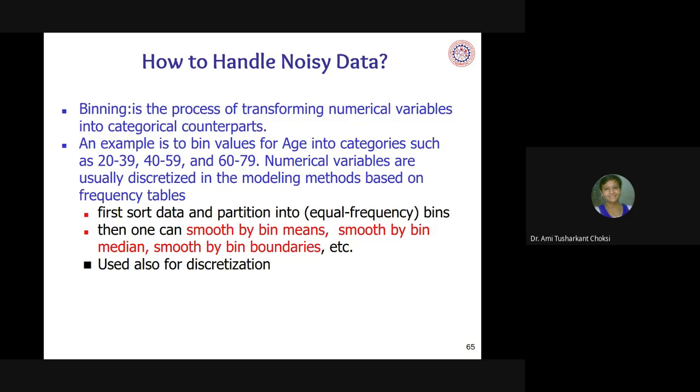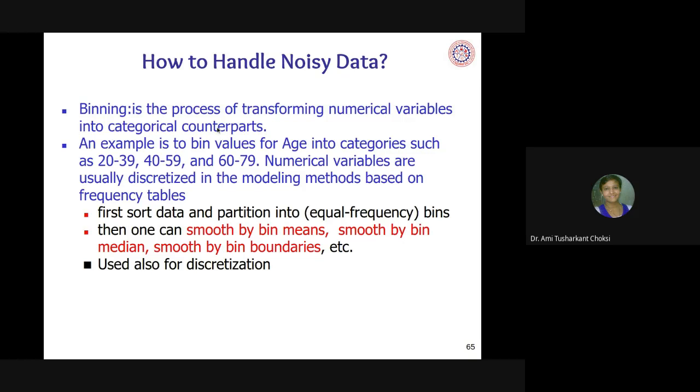They are numerical variables. What we want is to make them categorical. For that, we will decide the ranges, say 20 to 39, 40 to 59, and 60 to 79. We can say this is young, this is middle age, and this is senior citizen, or old. So binning is the process of transforming numerical variables into categorical counterparts.